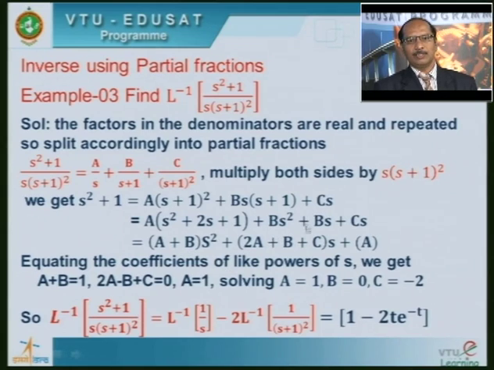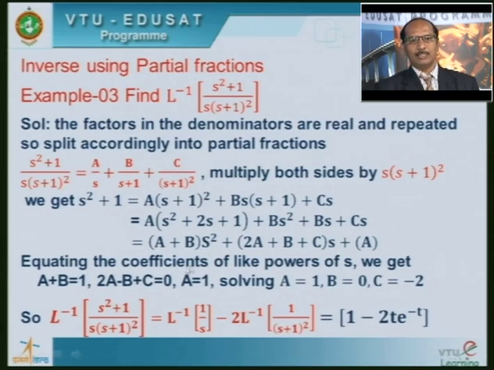Next, collecting the coefficients of S. One term is 2A into S, another term is B into S, another one is C. Totally 2A plus B plus C into S. So, these three terms are the coefficient of S. Then the constant term is 1 here, A into 1, there is only one term in the constant term. So, after separating the coefficients of various powers of S, now it is easy to find the coefficients A, B, C. Equating the coefficients of like powers of S.